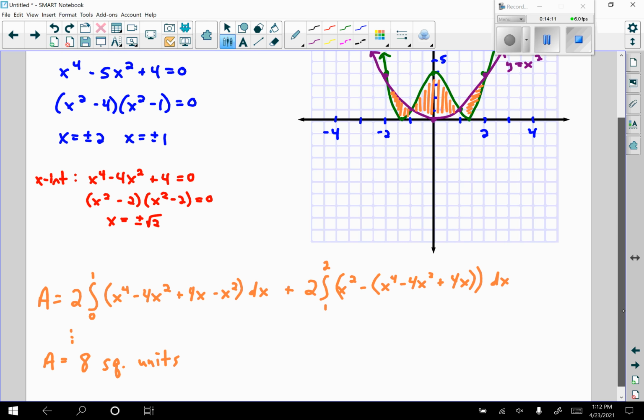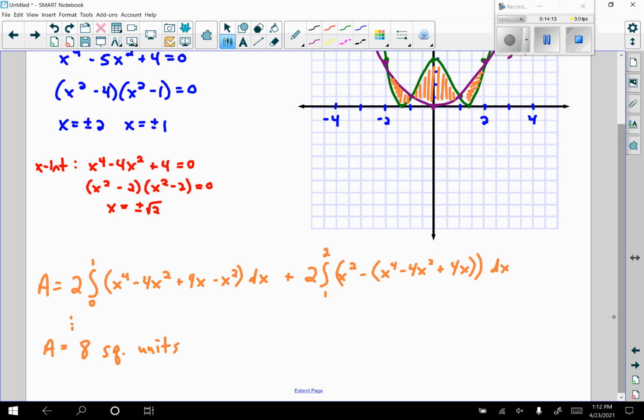So I just set this one up. Combine your like terms, though. Notice for the first one, I had my quartic, which was a trinomial, just minus a monomial, so I didn't really need parentheses here. But over here, I definitely need to subtract every term. But you should be getting an 8 square units for that answer. And again, pause the video if you still need more time.